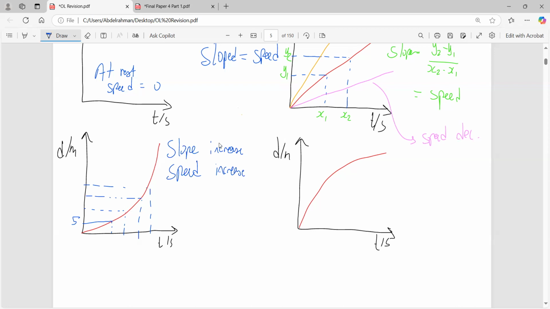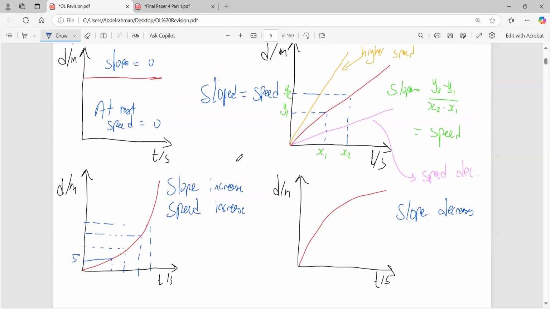What's happening? The slope is decreasing. Note that in this other one, he's not moving backwards or anything. What's happening to the slope? The slope is decreasing. Slope means speed. So slope is decreasing, meaning the speed is decreasing.